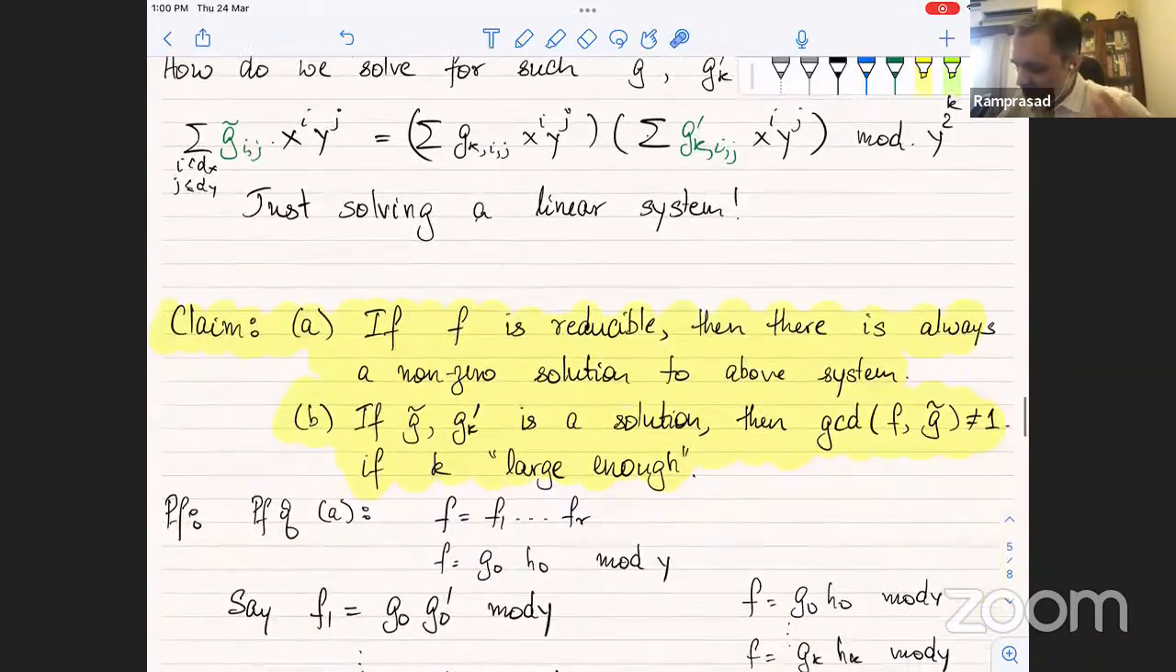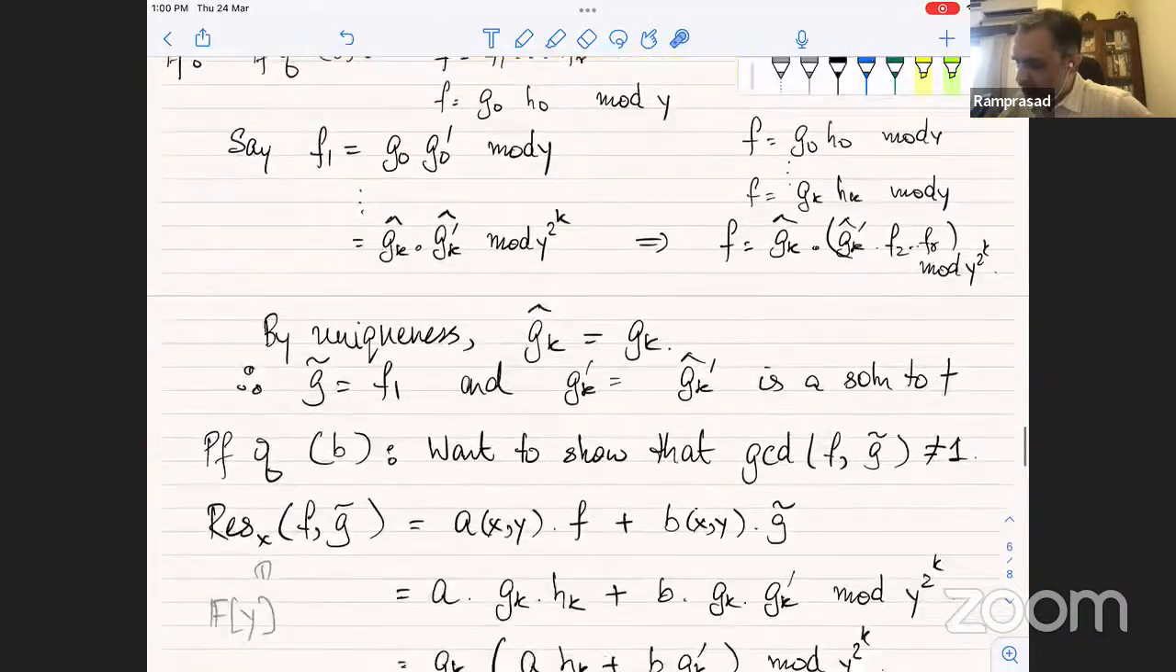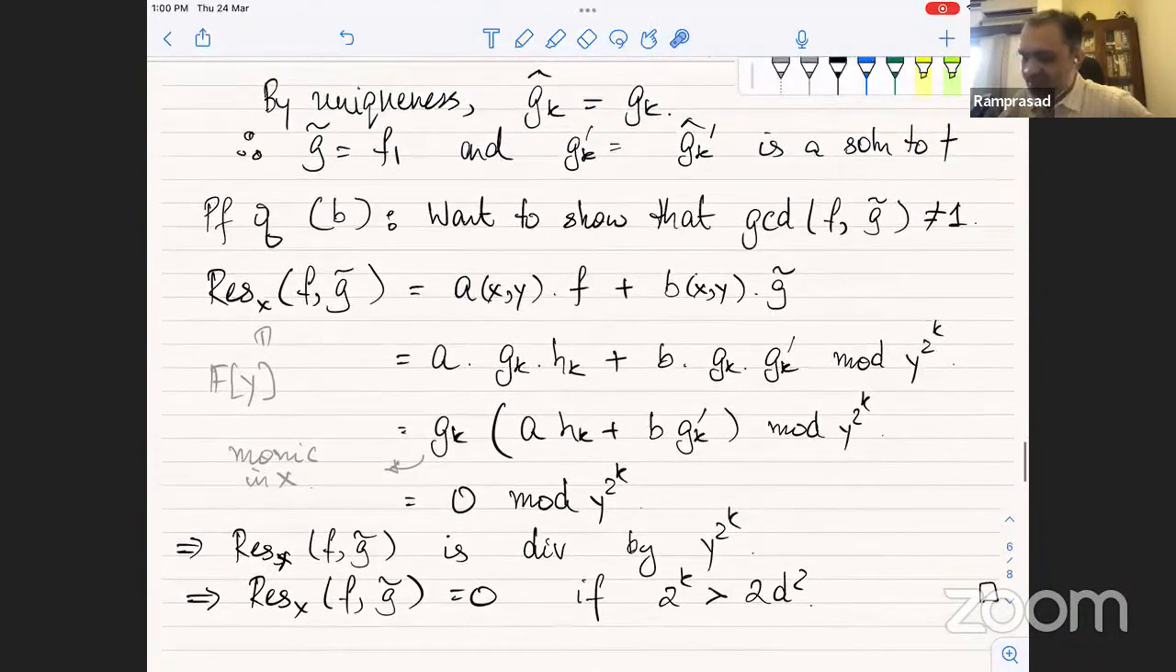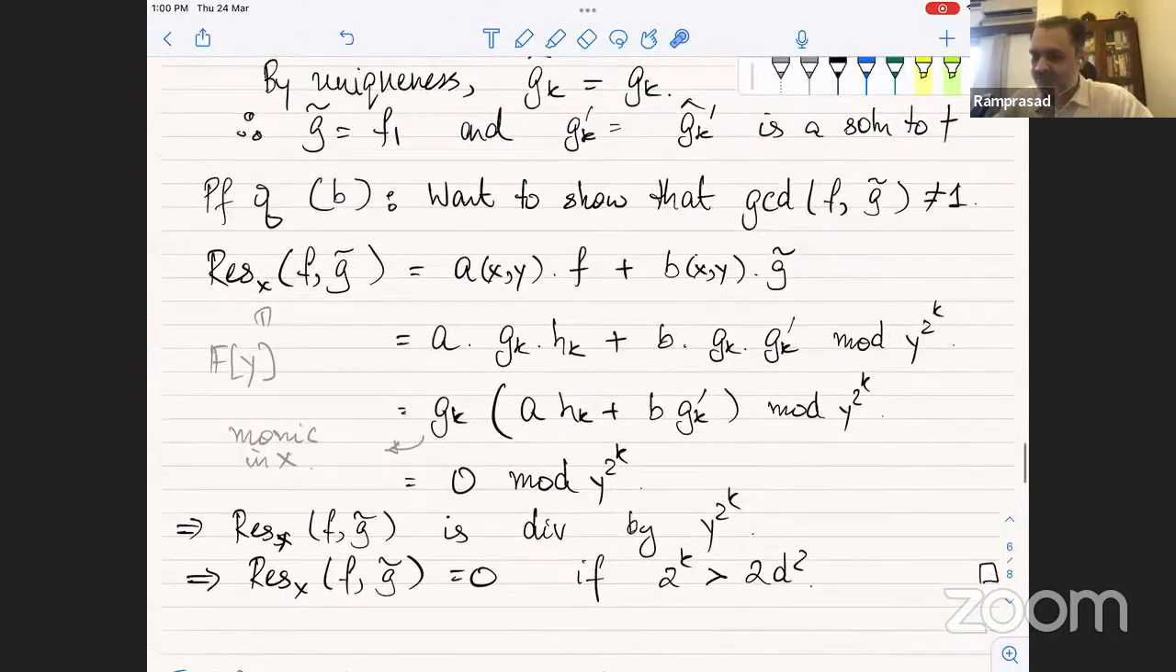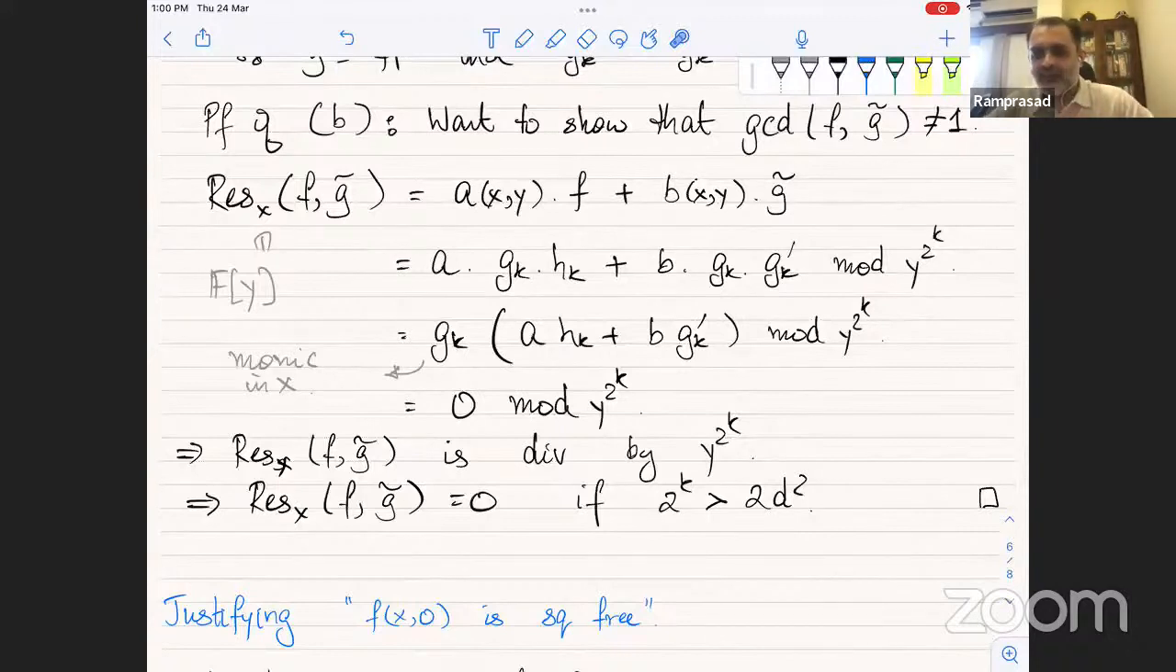So maybe I'll take just a few more minutes to tell you a little bit about some assumptions that we made. One of which was that I would like to assume that f(x, 0) is square free. And secondly, we also made the assumption that f is monic. Ideally, we would like to get away with all of these. We shouldn't have to make these assumptions. Ideally, we would want a bivariate factorization algorithm that works for all bivariates.